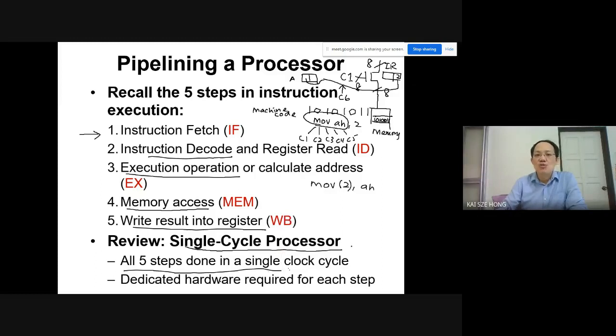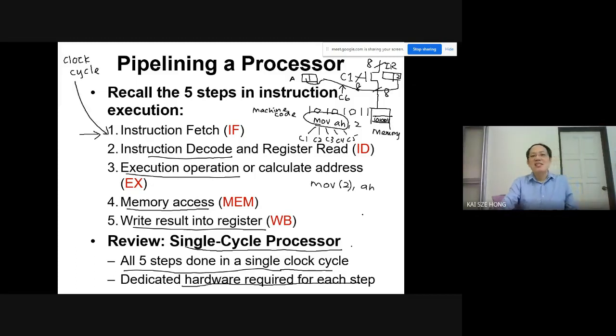Dedicated hardware is required for each step. So for the single cycle computer, all five steps basically happen in one clock cycle. You still remember when we learned chapter one, we had the clock cycle. So for all of these instructions, micro instructions, you have to do it in one cycle.